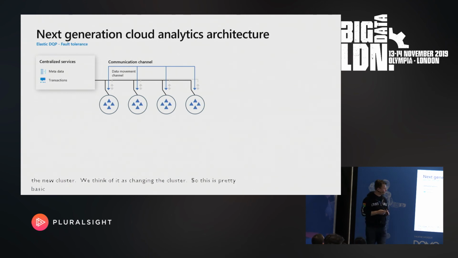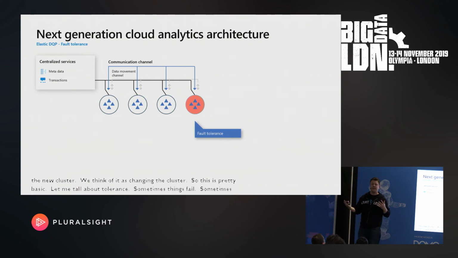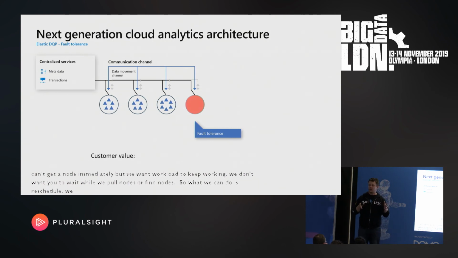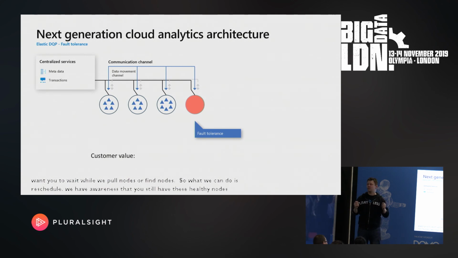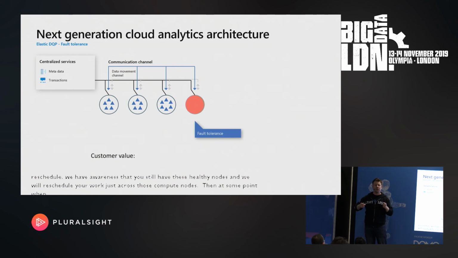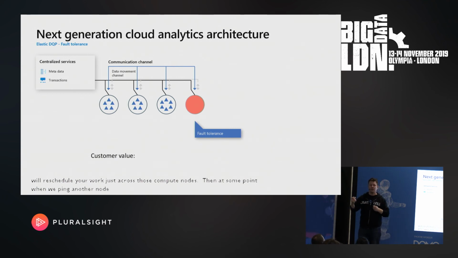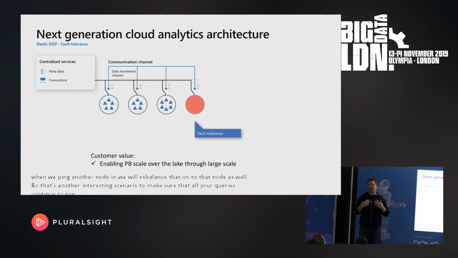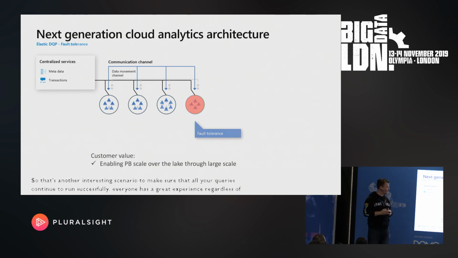Let me talk about actual fault tolerance. Sometimes things fail. And sometimes we can't get a node immediately, but we want your workload to keep running. We don't want you to wait while we're pulling nodes, while we're finding nodes to go reissue queries on. So what we can actually do is reschedule. We have awareness that you still have these healthy nodes, and we will reschedule your work just across those compute nodes. And then at some point when we bring another node in, it could be really quick, could be a little longer, never really know, we will just rebalance that onto that node as well. So that's another interesting scenario to make sure that all your queries continue to run successfully, everyone has a great experience, regardless of any failures that might be happening on hardware.